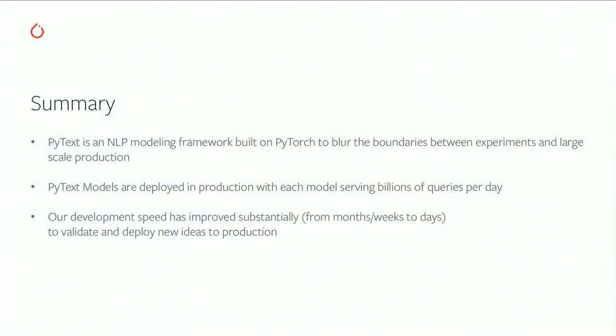To summarize, we have built an NLP modeling framework on PyTorch to be a single stop for doing quick experiments and going to production as fast as possible. PyText models right now are supporting very heavy production applications that are serving billions of queries per day. And our development cycle has improved a lot, from weeks or months to just a few days to go from research to production. And just a small announcement, PyText will be open sourced this month, so stay tuned.